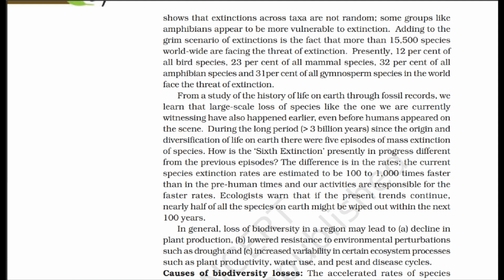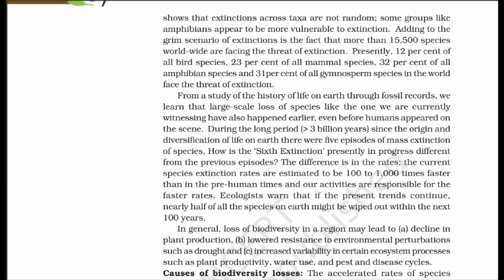Adding to the grim scenario of extinctions is the fact that more than 15,500 species worldwide are facing the threat of extinction. Presently, 12% of all bird species, 23% of all mammal species, 32% of all amphibian species, and 31% of all gymnosperm species in the world face the threat of extinction.